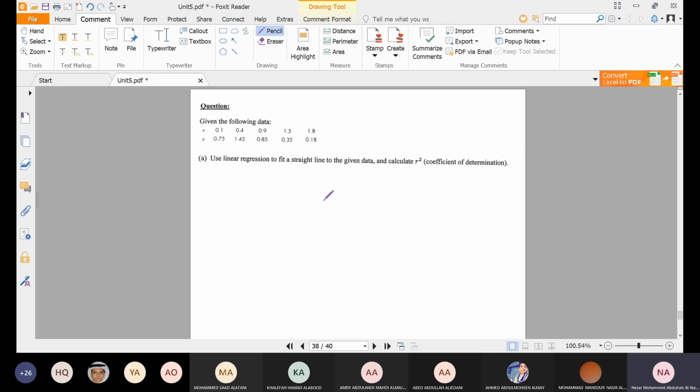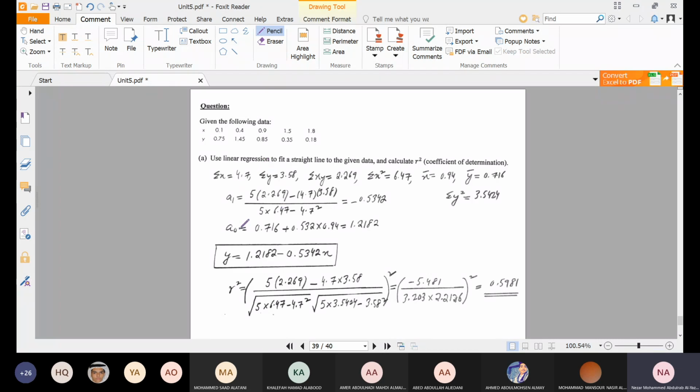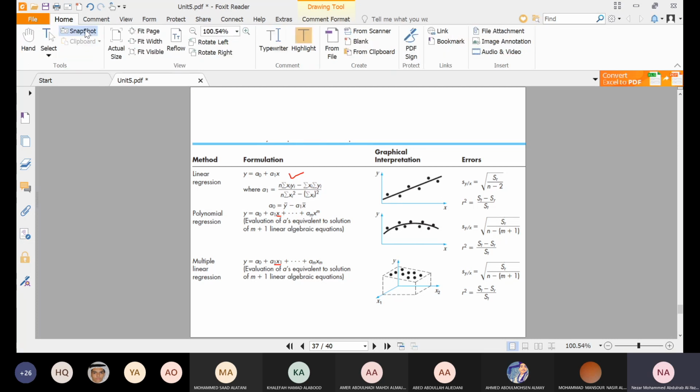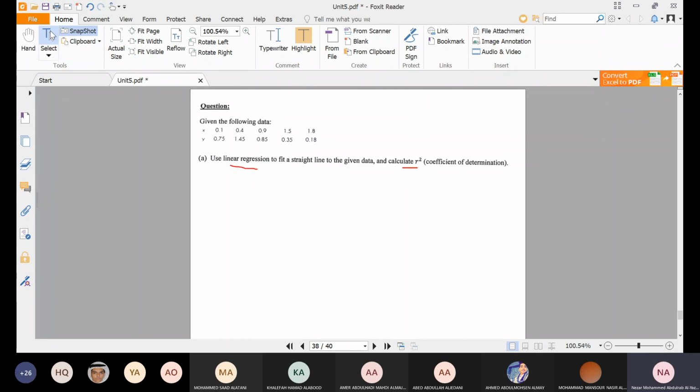Here we have another example from one of the previous exams. Given this data, use a linear regression to fit a straight line to this data and calculate the coefficient of determination. So this data is given. What we need is to use the form that we have, this form, the sum of this one. So let's cut this one. I will put it here.